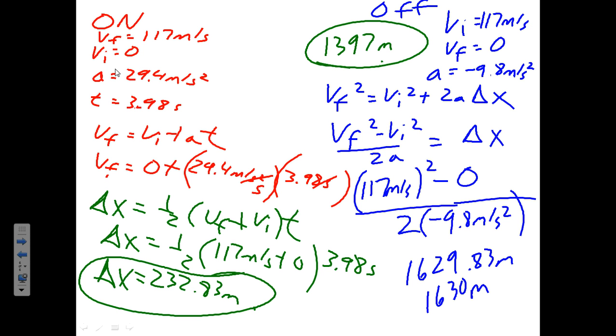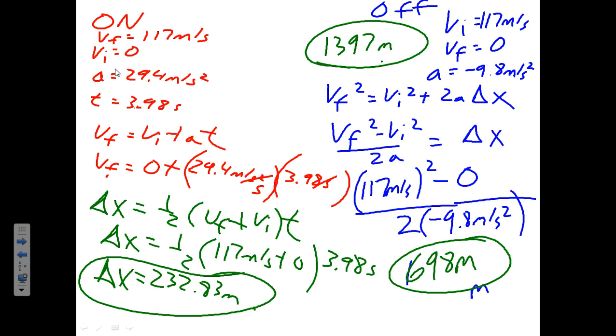Just fix that. So just the second part of the problem comes up to be 698. So then we need to take the 698 from the engine's off part plus the 232.83. And we end up with about 931 meters. Is that more like it? All right. Any questions there? All right, let me stop this.